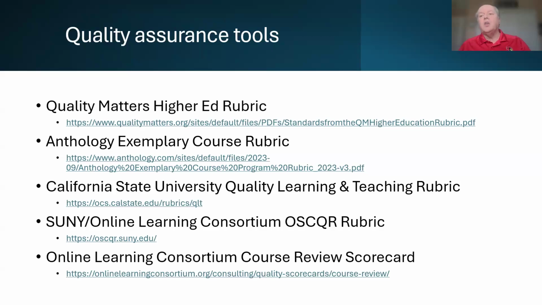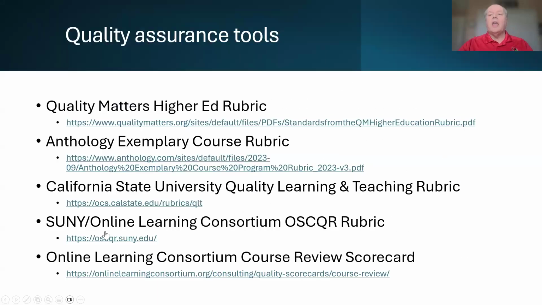Another one that is widely used is the California State University Quality Learning and Teaching rubric. When I started using this rubric, probably back in 2008, it was called the rubric for online instruction, and it was offered by California State University at Chico. Well, it's undergone some revisions and now is used by the entire Cal State system as its quality learning and teaching rubric.